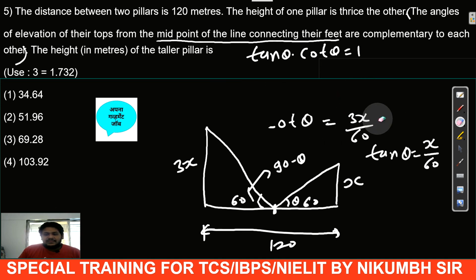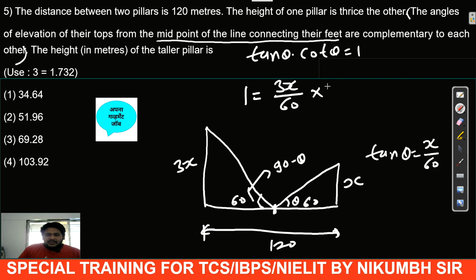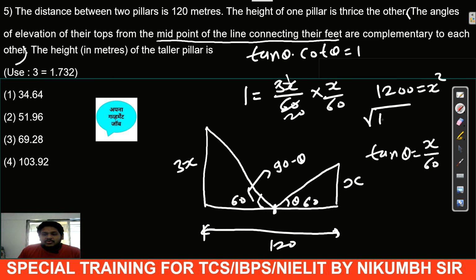So cot theta is 3x upon 60. Just remember 3x upon 60. So 1 is equal to 3x upon 60 into x by 60. So it will be 20 times 60, that is 1200, is equal to x square. So root 1200 is equal to x.